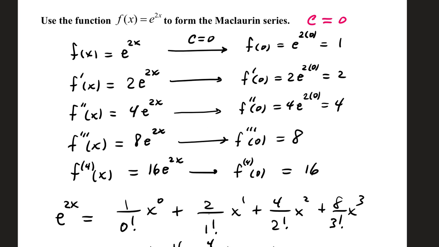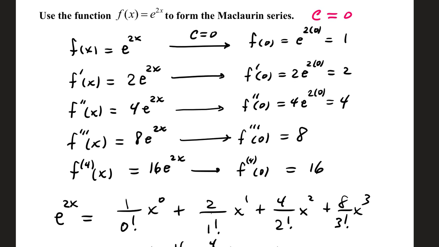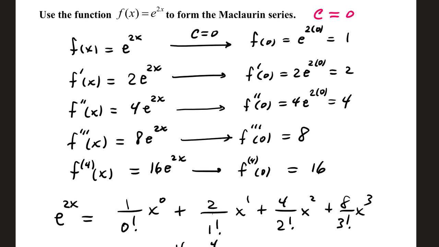Let's try this again. We're going to switch functions. We're going to look at e to the 2x. And again, we're going to do a Maclaurin series. The only other option would be a Taylor series, and c will just be something other than 0. Okay, so again, start with your original function, and you take as many derivatives as you need to establish a pattern. So we'll have to use chain rule.